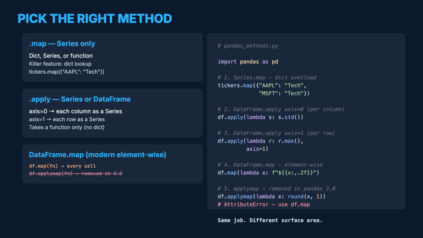Pandas .map, Pandas .apply, Pandas .applymap. Three similar names, three different jobs. .map is Series only. Its killer feature is the dict overload. Pass a dict and Pandas does the lookup for every value at once.